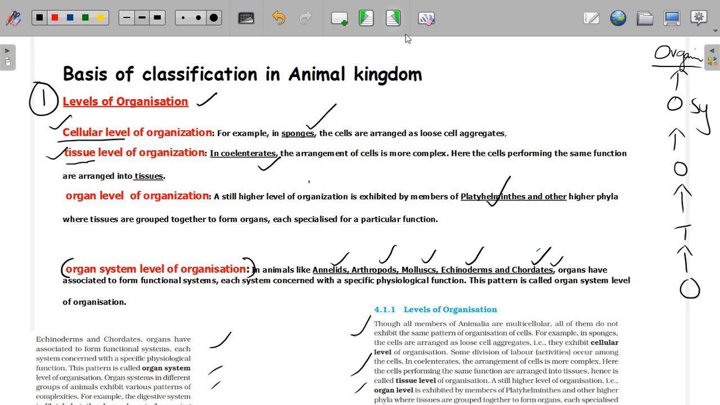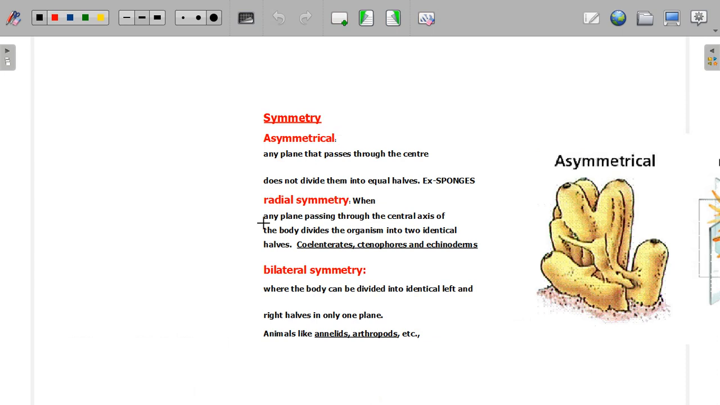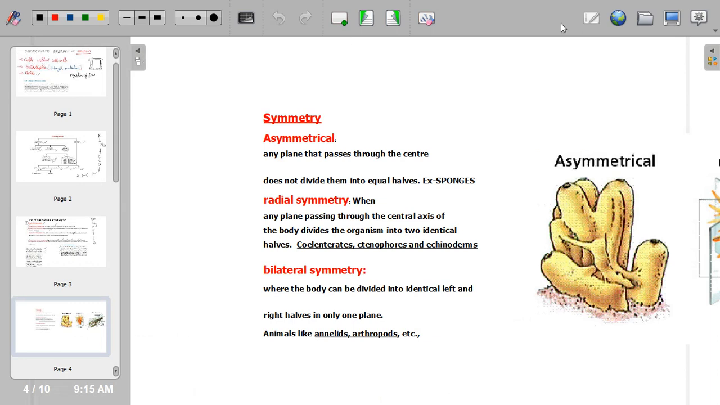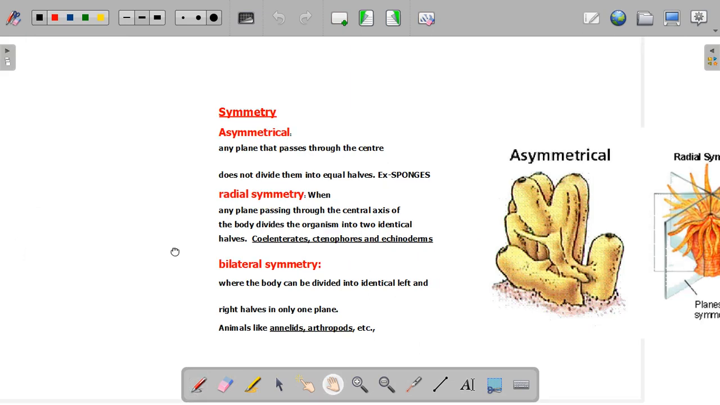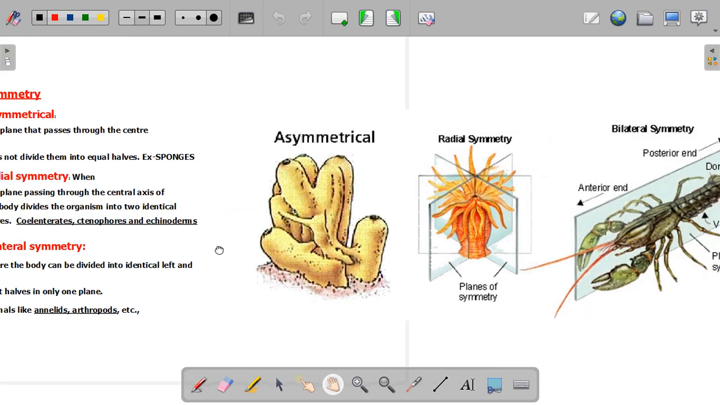How is symmetry useful? Just a minute. How is the symmetry useful? You can see right over here how organisms can be divisible into different parts.